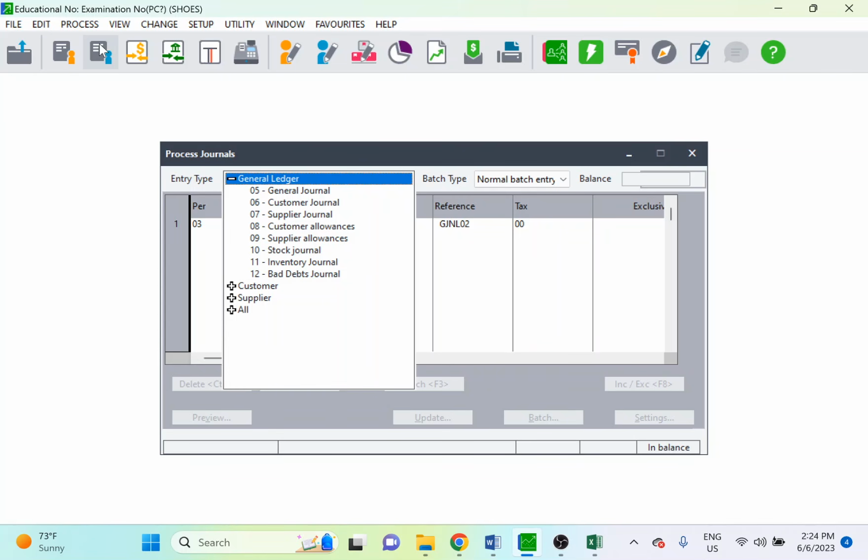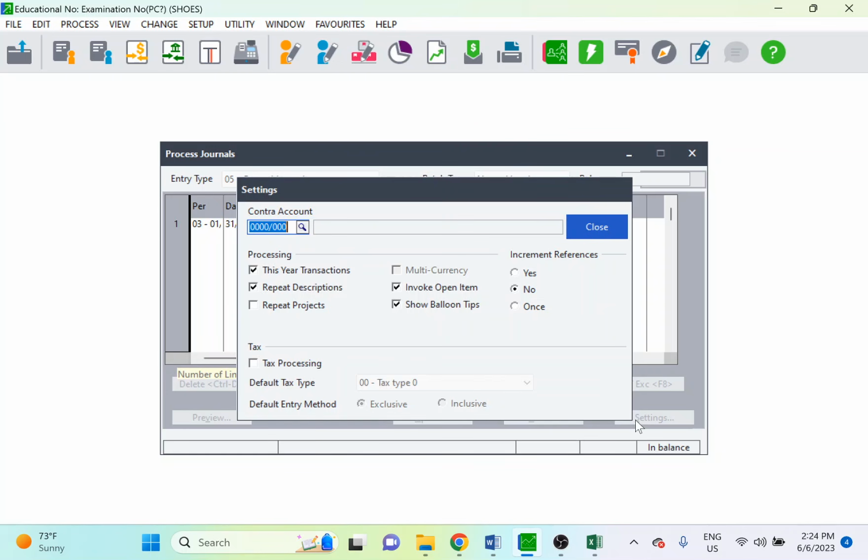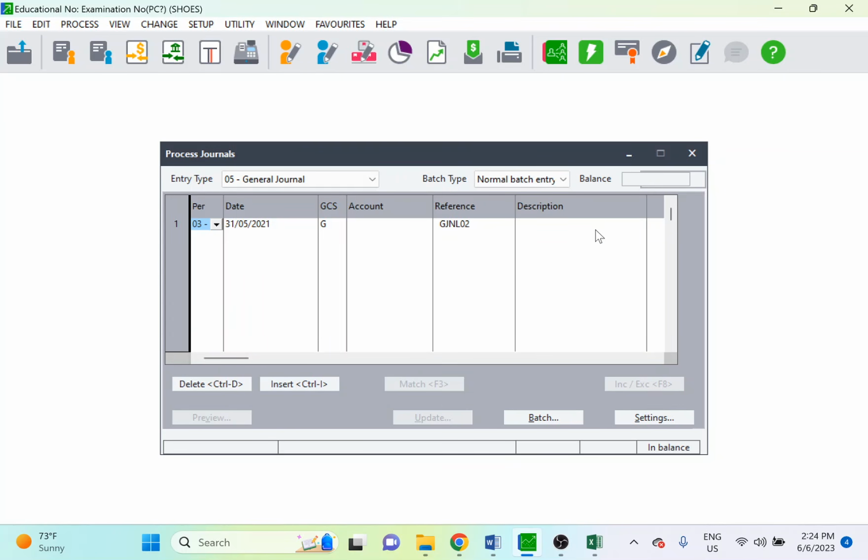We go to memo number M5/3. We're going to process that under general journal. General journal, go to settings, repeat description no. And then now when we do general journal, we're calculating depreciation. Remember, depreciation does not have tax. So we're going to leave tax processing unmarked. Then we click close. Now the memo, it's on which date? It's on the 31st. Memo M5/3, 31st.